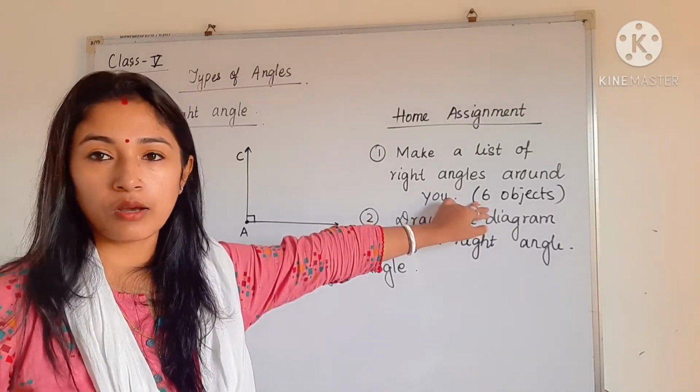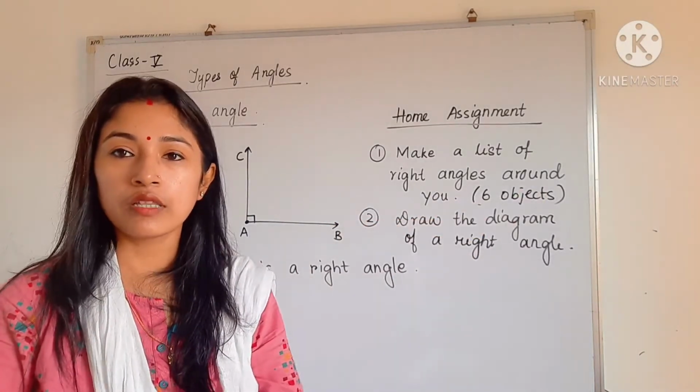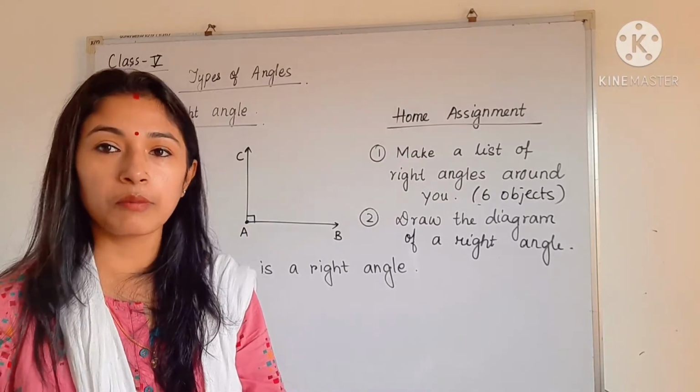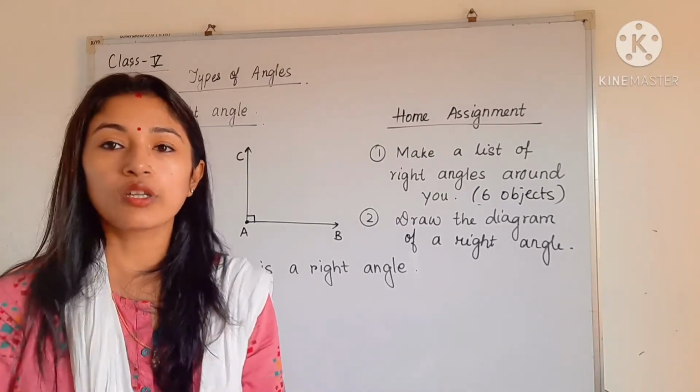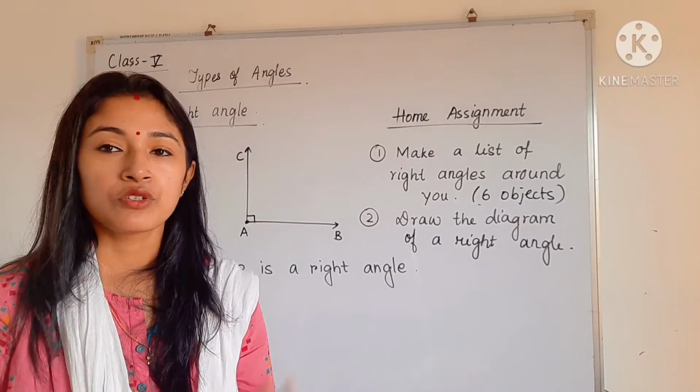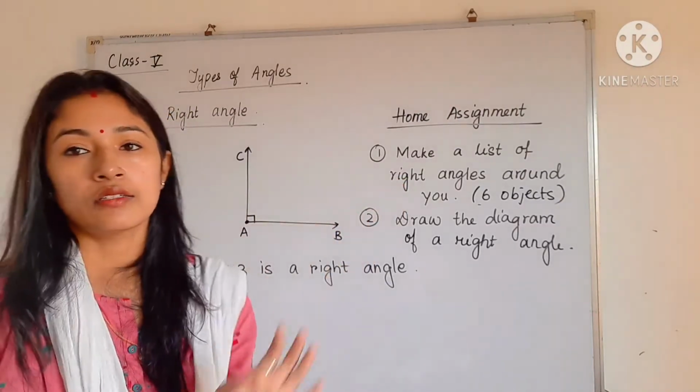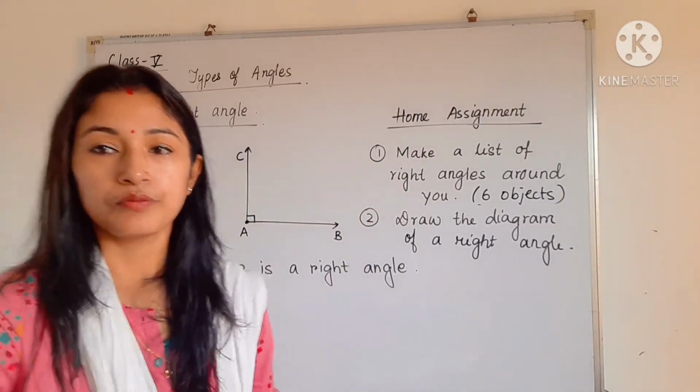Drawing is not compulsory. If you want to draw, then you can draw 1 or 2 objects, but you have to write a total of 6 objects which are right angles.